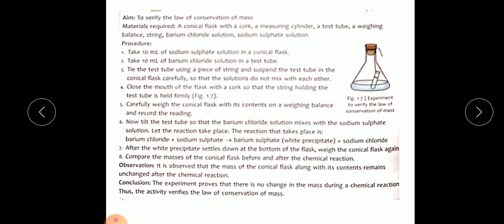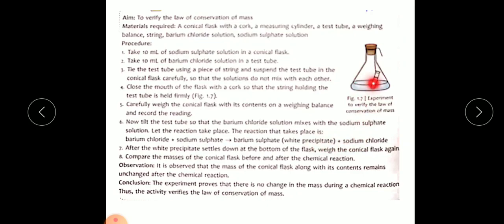After weighing it, you just tilt or shake it. The contents present in the test tube will go into the sodium sulfate solution and the reaction will take place. Tilt the test tube so that the barium chloride solution mixes with the sodium sulfate solution. Barium chloride reacts with sodium sulfate to form barium sulfate, which is a white precipitate, plus sodium chloride.